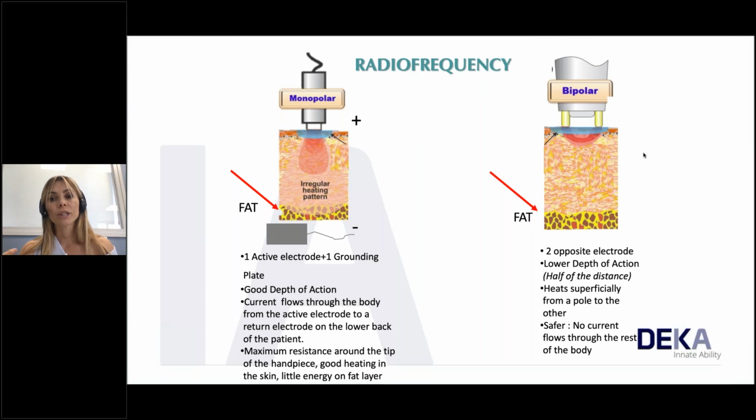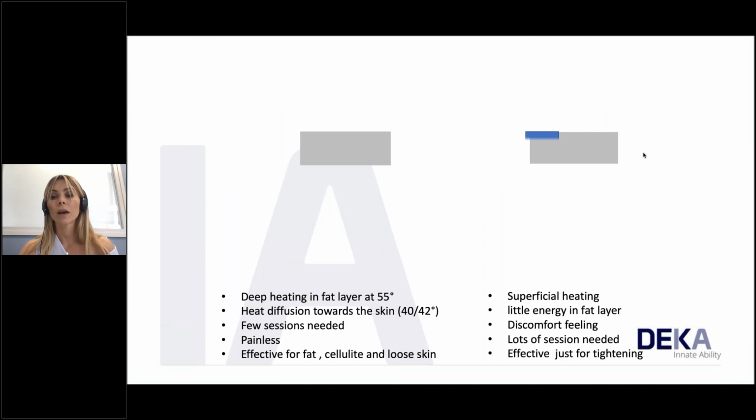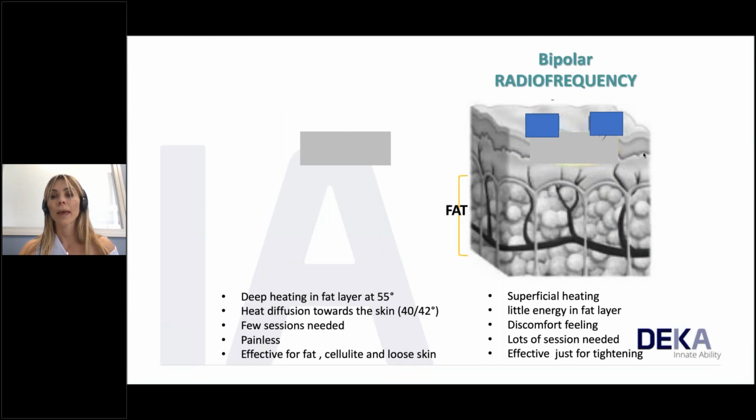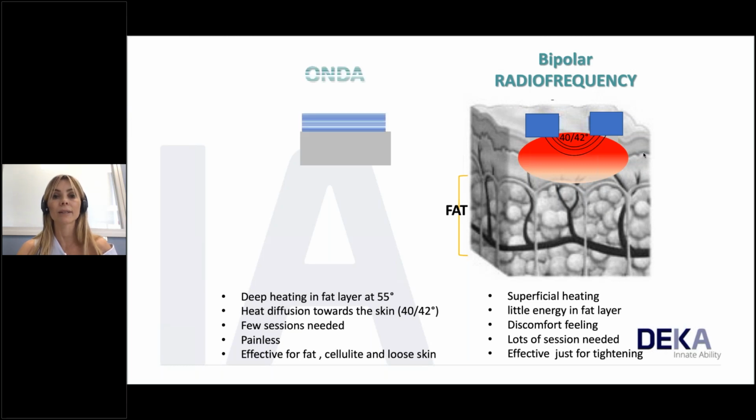The bipolar technology instead is a system which is nice for skin tightening. The current in this case flows through 2 electrodes, and it's able to reach a temperature which is around 42 degrees, but the action is very superficial. So we are not able to heat cellulite and to heat fat.